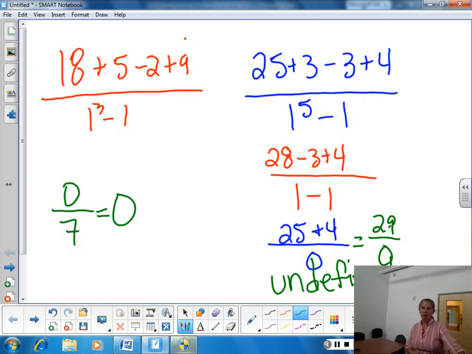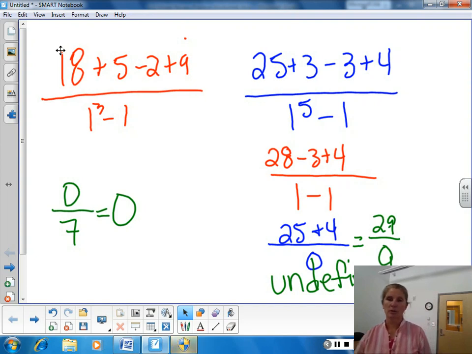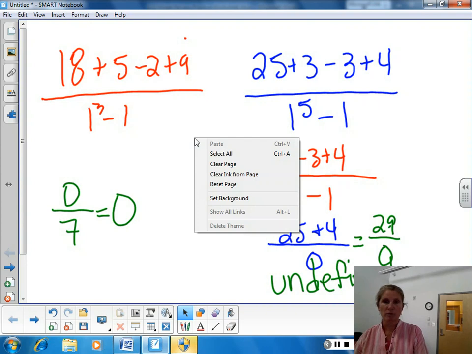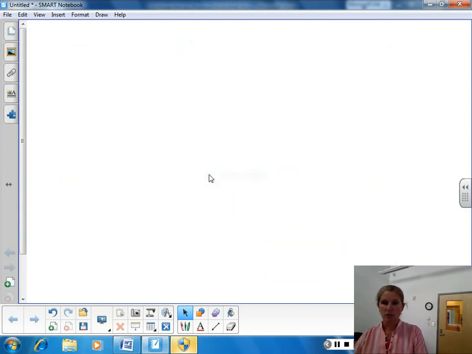Remember, 0 and undefined are two different things. One of them is a number, one of them is just saying undefined. There is no number for that. They're two different answers is what I should have said.